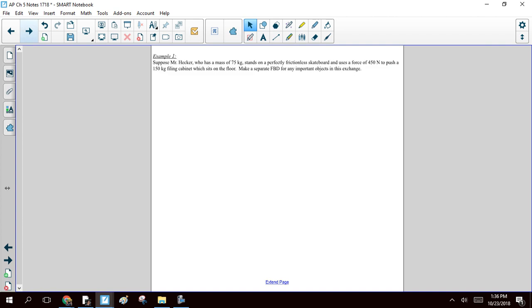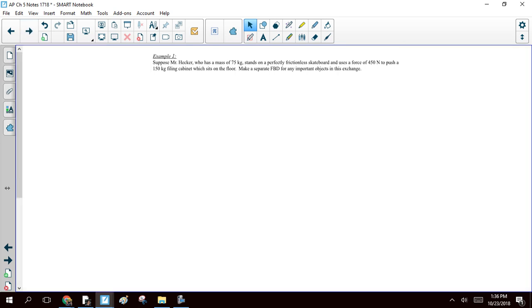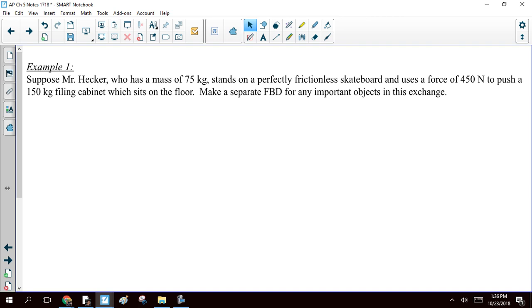All right, so let's do an example here. It says Mr. Hecker, who has a mass of 75 kilograms, stands on a perfectly frictionless skateboard and uses a force of 450 newtons to push a 150 kilogram filing cabinet that sits on the floor. Make a separate free body diagram for any important object in this exchange. So the problem is about me pushing the filing cabinet.